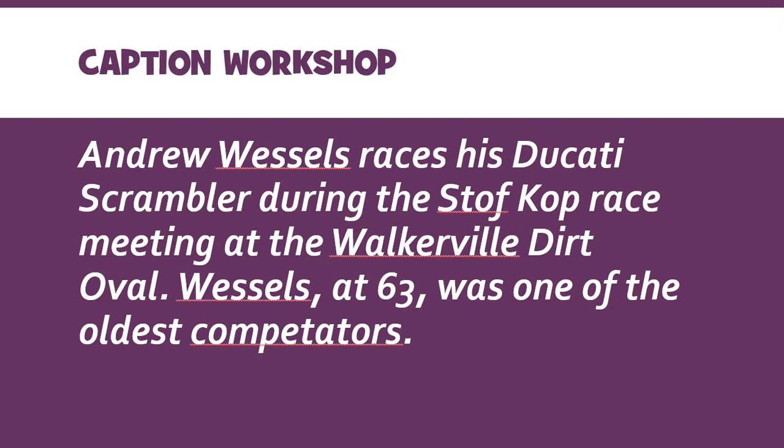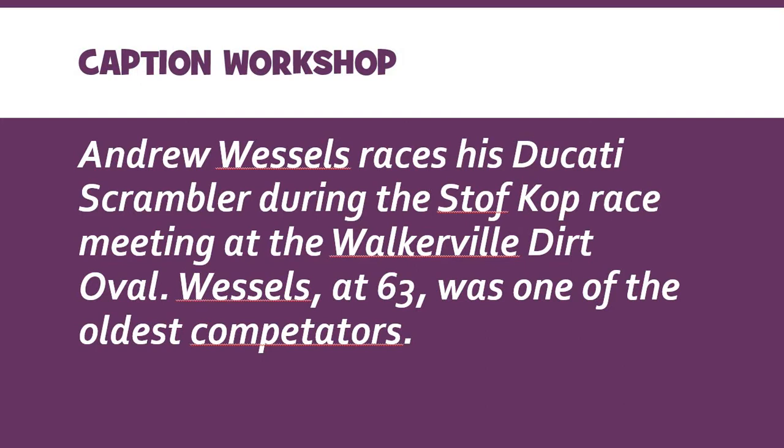Notice that we haven't talked about the grammar part up to this point. Notice that the first sentence is in present tense. It is describing exactly what is going on in the photograph in present tense. Andrew Wessels races his Ducati Scrambler. And then the second sentence: Wessels at 63 was one of the oldest competitors. Competitors is spelled funny here because I was stealing this from a South African photojournalist who spells things differently, I guess, in South Africa.